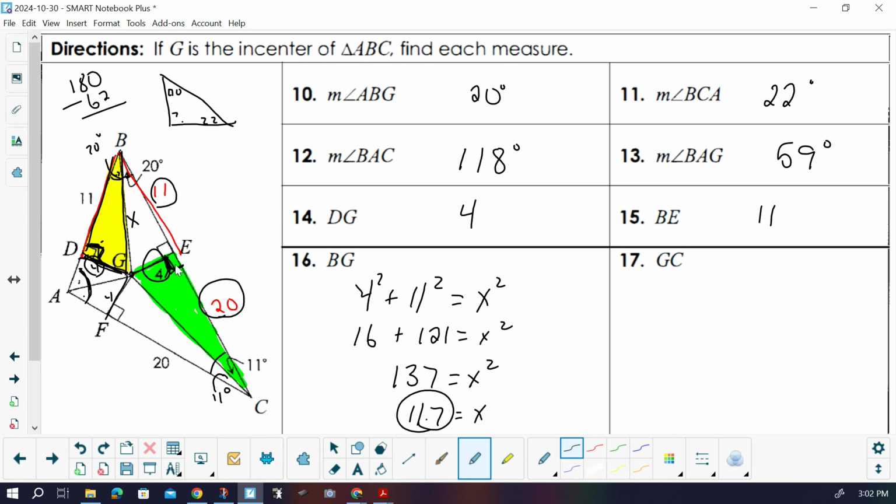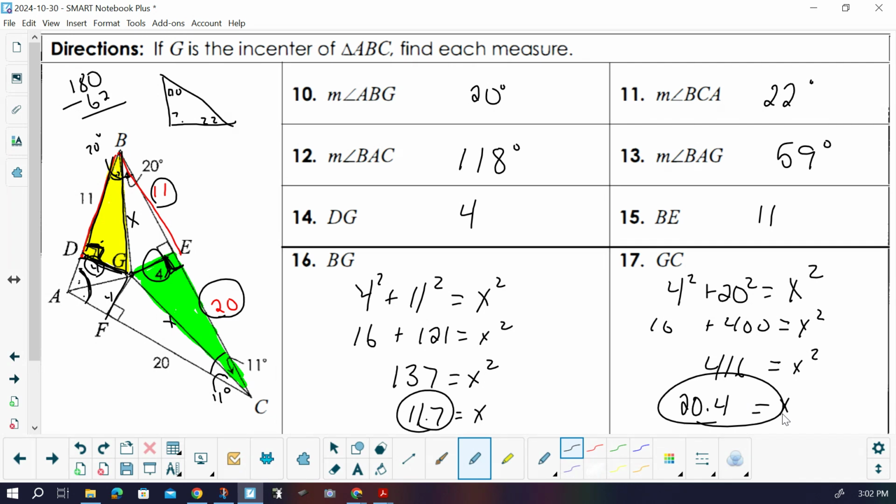So those are the two legs. So 4 squared plus 20 squared, and the hypotenuse is GC. That's what I'm trying to find, so I'll make that my x. 4 squared is 16. 20 squared is 400. So 400 plus 16 is 416, which equals x squared. Take the square root of both sides, and if I round that off, the square root of 416 is 20.4. And there you have GC, and that's how you do problems 10 through 17 with this one diagram.